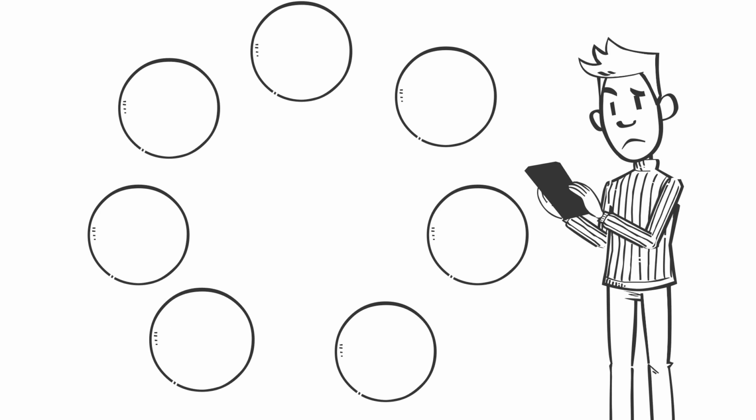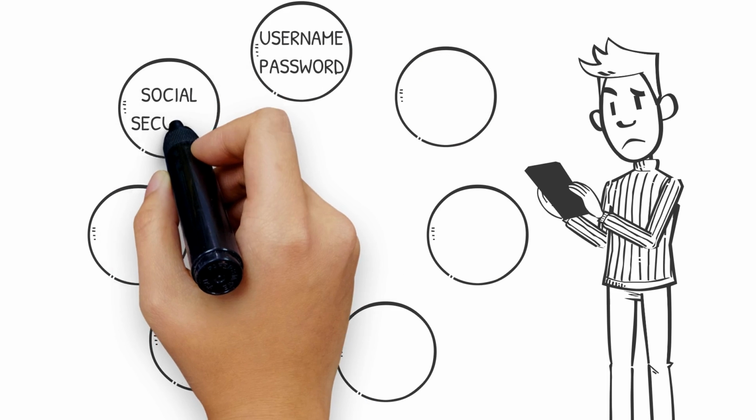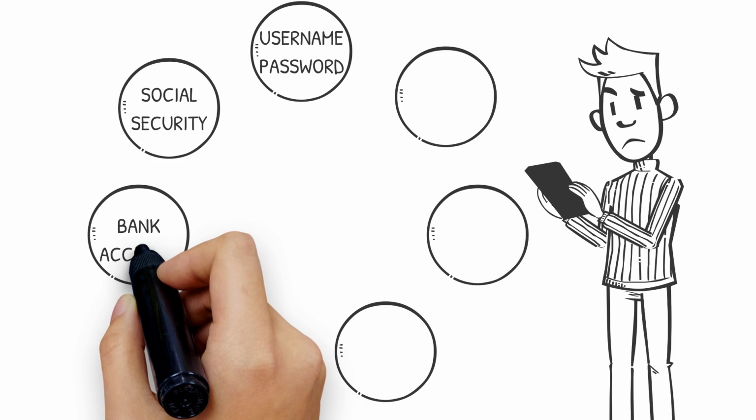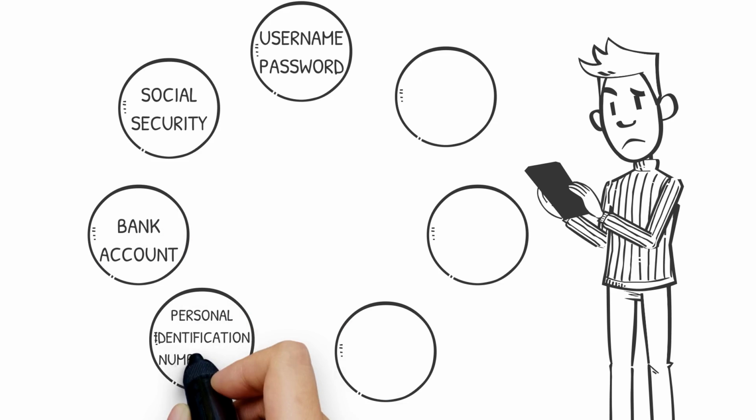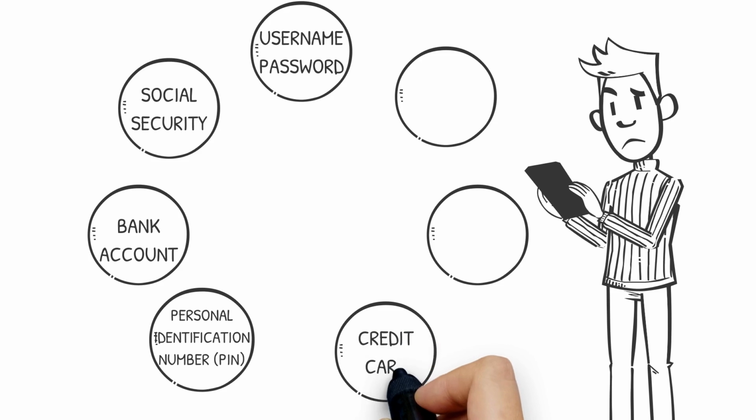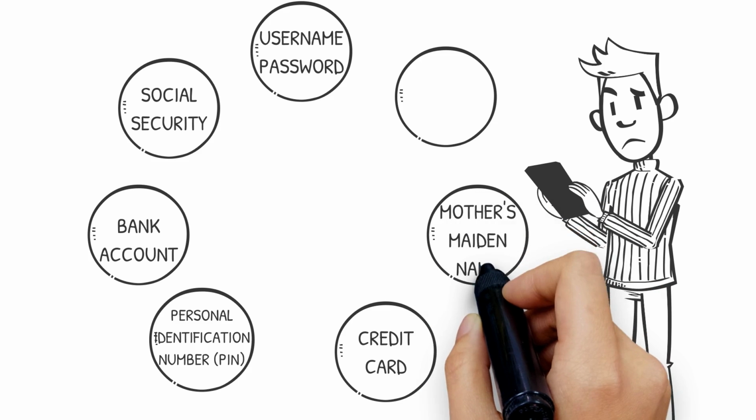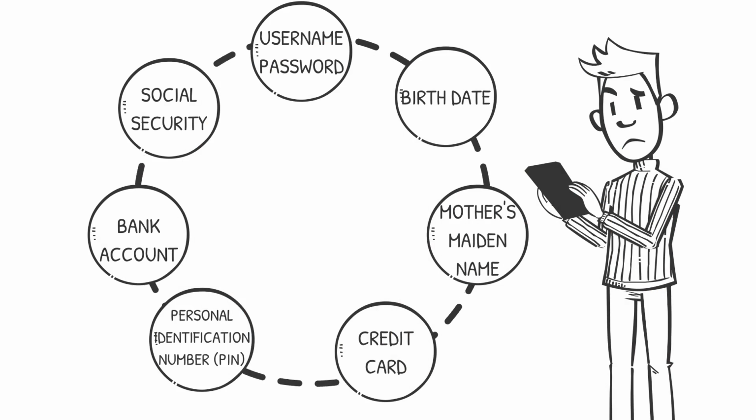The first thing you should notice about a phishing email is that it will ask you for personal information. Usernames and passwords, including password changes, social security numbers, bank account numbers, PINs or personal identification numbers, credit card numbers, your mother's maiden name, your birthday. Just remember, the businesses you work with will never ask you to share this personal information through an email.